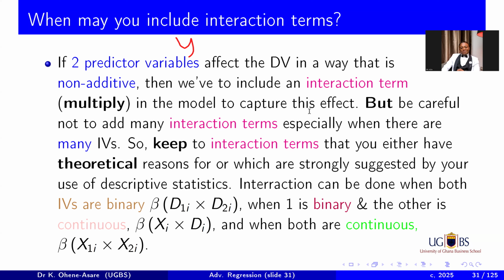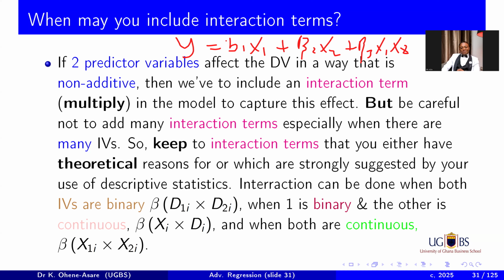You have Y being affected by beta 1 X1 plus beta 2 X2 plus beta 3 X1 times X2. So what you are doing here is multiplying the X1 and the X2 together to see their combined effect on the Y. This is called an interaction term.